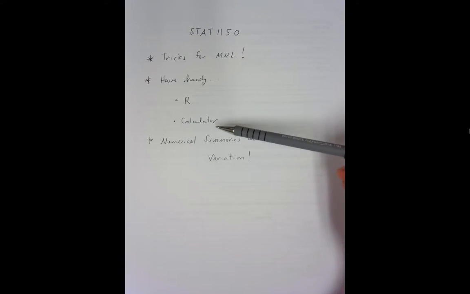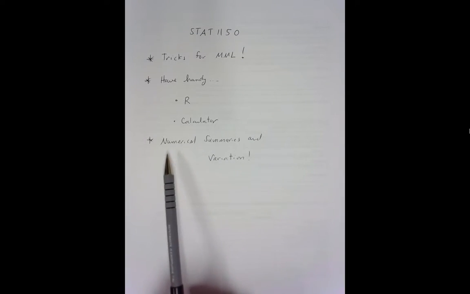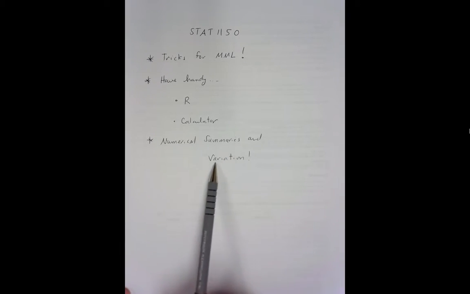So again, what we're doing here, this is out of Chapter 3 of the textbook. It's called Numerical Summaries and Variation. Again, there's that word variation. How much do things spread? How can we explain the consistency or even inconsistency of the measurements that we have collected in our data set.